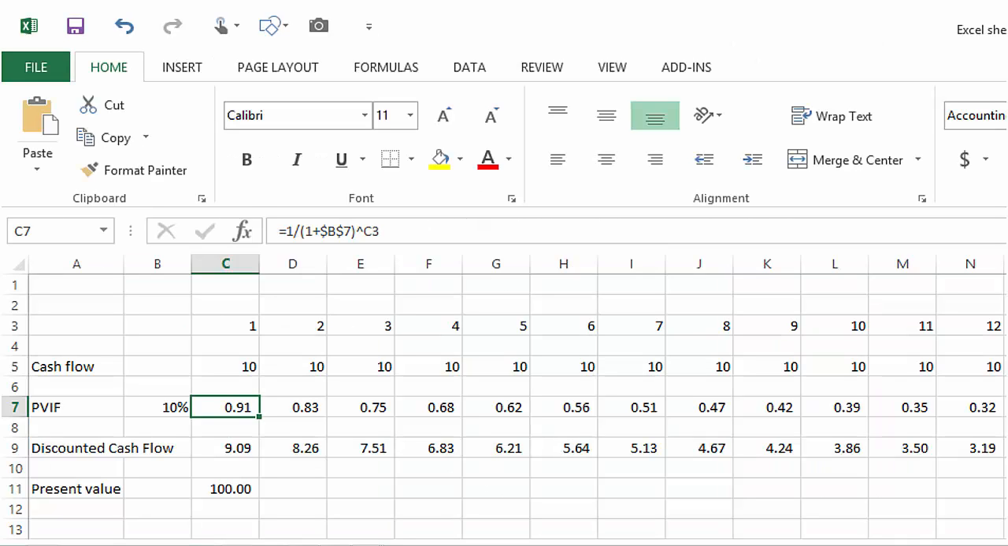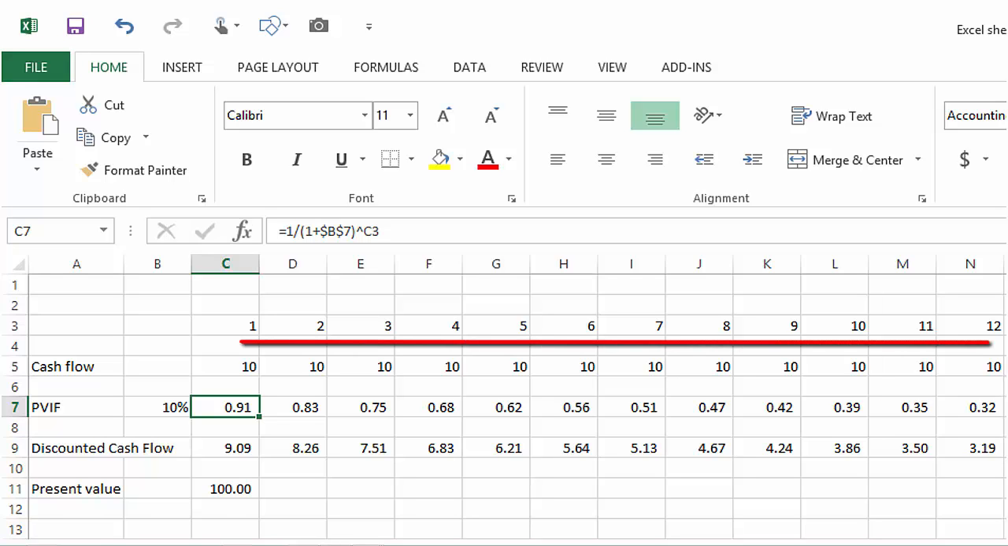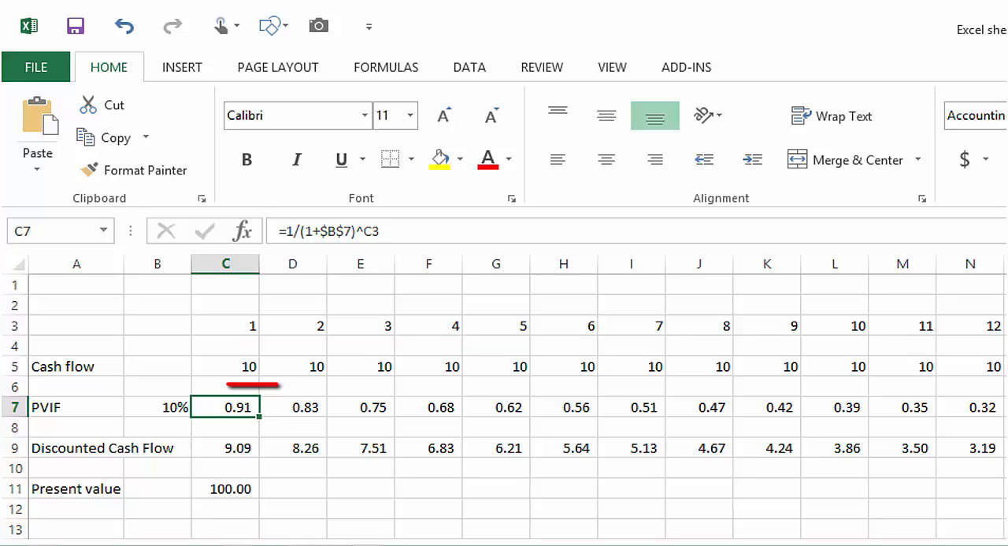So let's put this into a spreadsheet so that you can see visually what I'm talking about. Let's put our years across the top and call them 1, 2, 3, 4, 5, and so on. This goes on forever to the right of your screen, by the way, because I made a forever promise. Next, let's put our $10 of cash flow under each of the years. Next, let's put our 10% discount rate into cell B7 and calculate our discount factor using the formula on the previous slide.